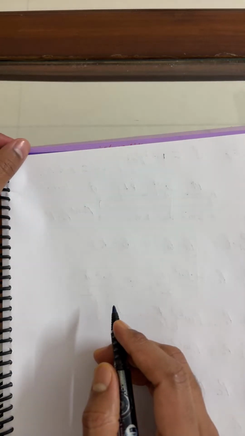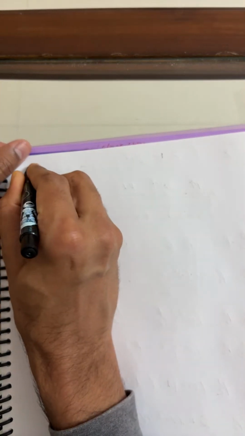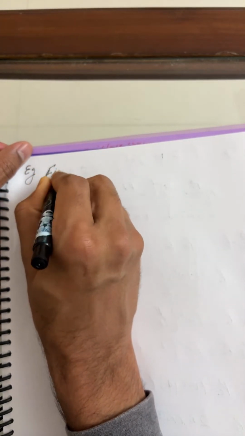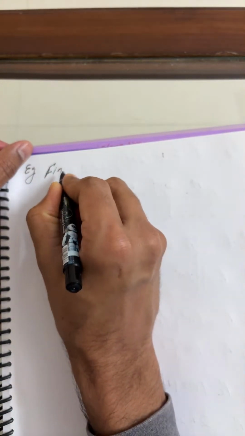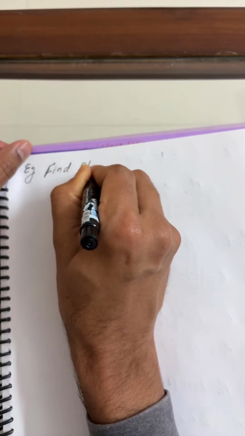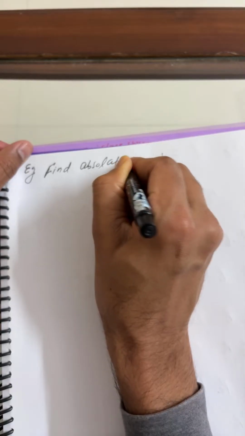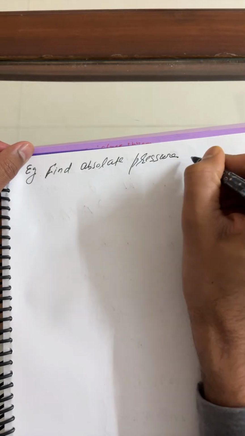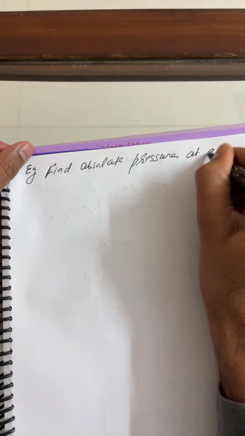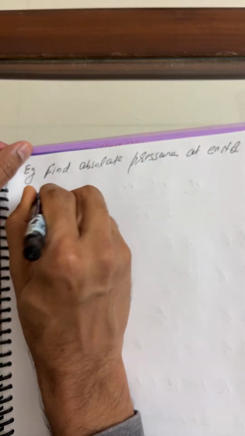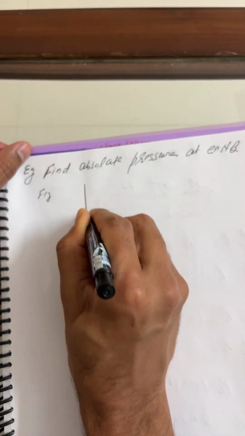Aryan, just have a look at the next question. Here you can find the absolute pressure. Same question, Aryan, with a little change, because you made a mistake. Otherwise, I'll never repeat the same pattern of question. Find the absolute pressure at A and B. The figure is shown.